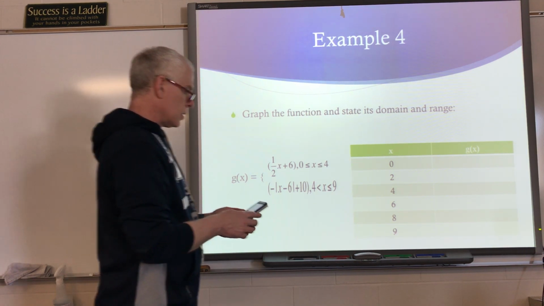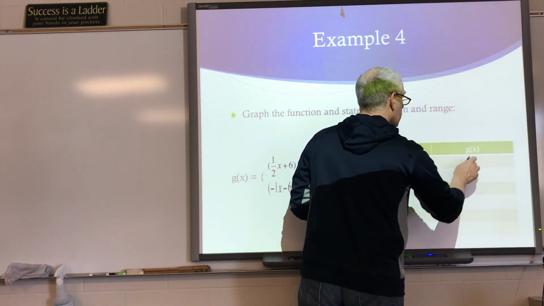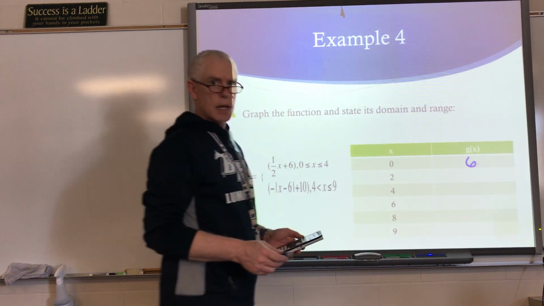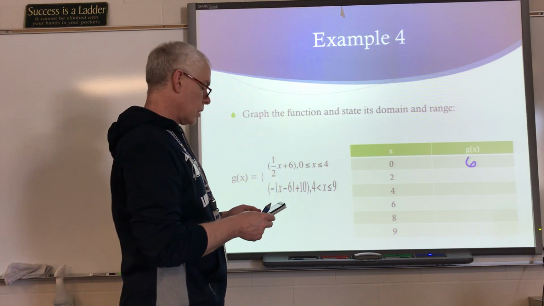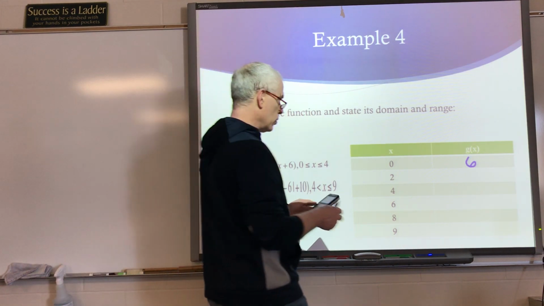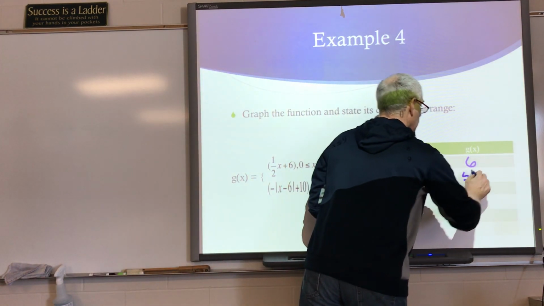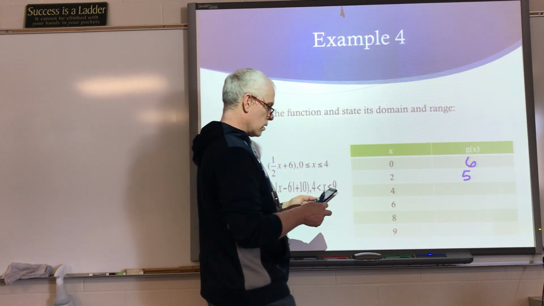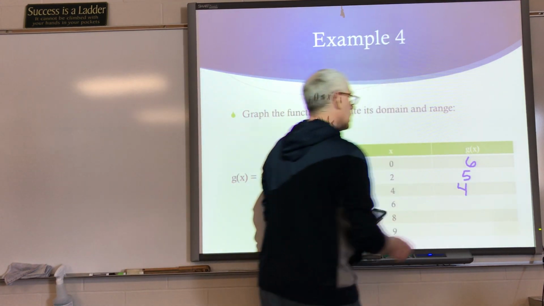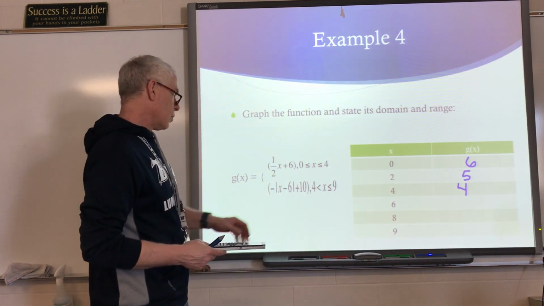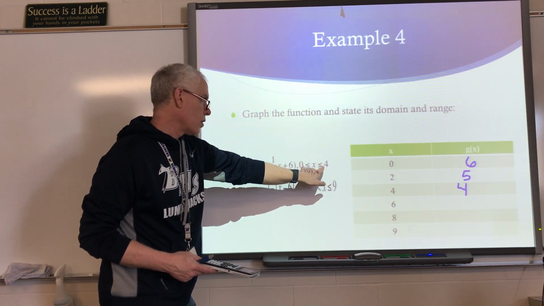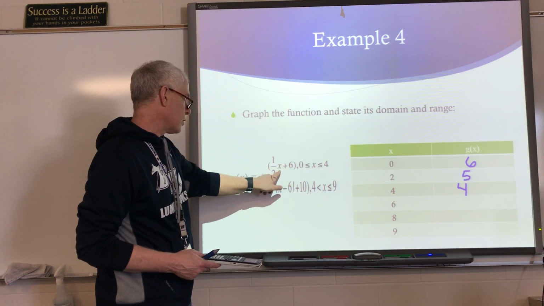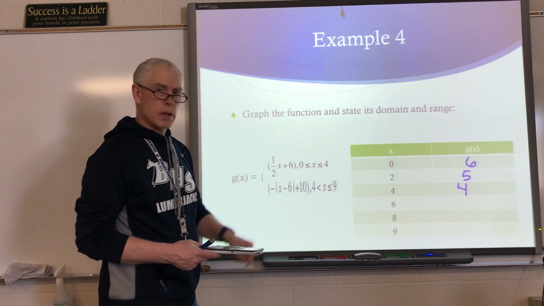So when I put in a 0, I'm getting a 6. You guys should get the same values in your calculator. When I put in a 2, I get a 5. When I put in a 4, I get a 4, okay? Because the 0, 2, and 4 all fall in this category, so I'm just taking half a 0 plus 6, half a 2 plus 6, and half a 4 plus 6.